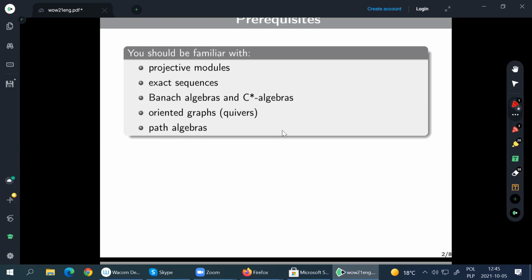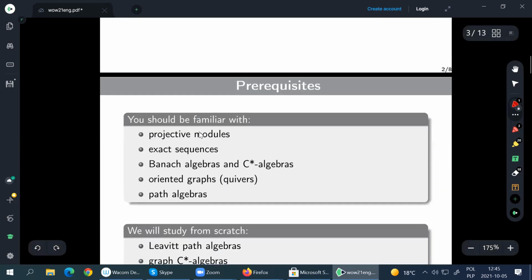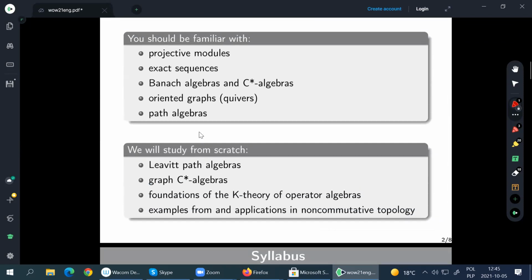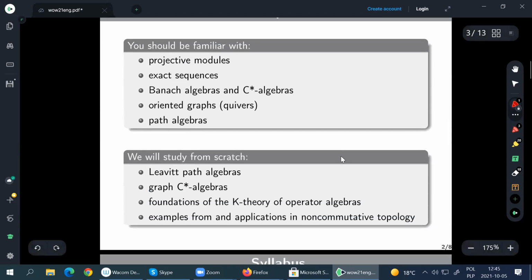And taking the book in writing and taking our YouTube channel, you can very quickly get yourself started and familiar with these two concepts, okay? And just understanding of these two concepts is enough to follow what I'm going to teach you during this semester, okay? But what we will study from scratch, starting today, Leavitt path algebras, then graph C*-algebras.